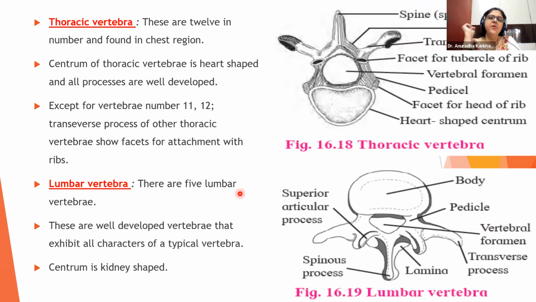Thoracic vertebrae. Now all 12 thoracic vertebrae appear to be same. These are 12 in number, found in the chest region. Again, as I said, chest region means आगे नहीं बेटा, पीछे हाँ. Exactly पीछे. Centrum of thoracic vertebrae is heart shape. Look at the shape of the centrum.